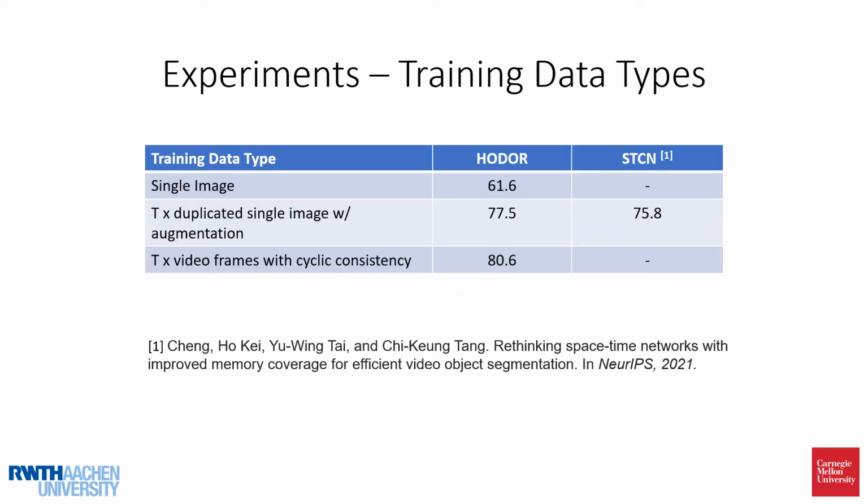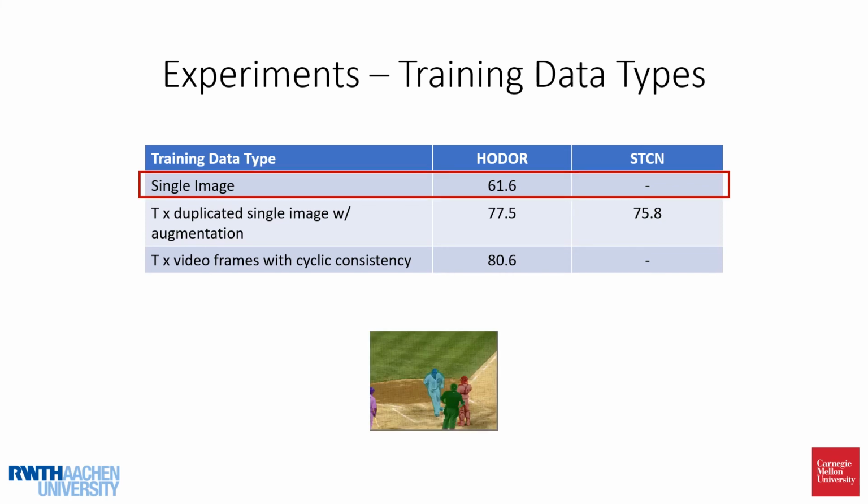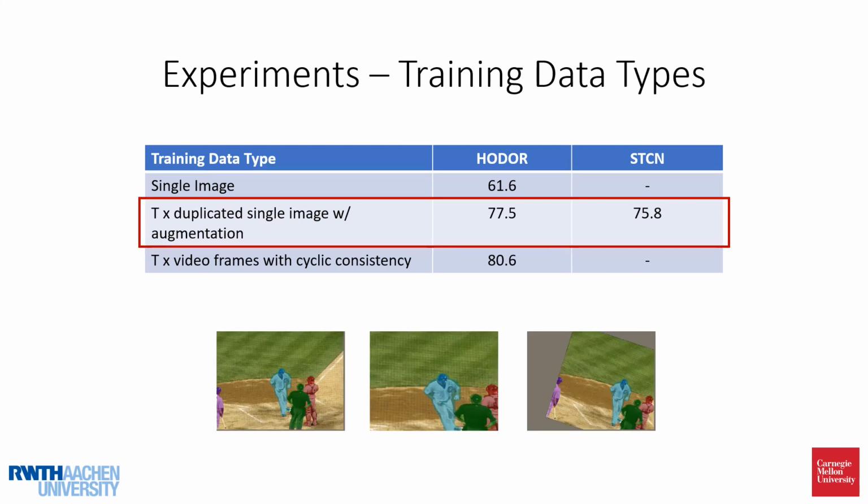Here we see experimental results for different types of training data. We evaluate on the Davis 2017 validation set and report the JNF metric in this table. We compare HODOR to STCN, which is a recent state-of-the-art video object segmentation method. When trained on single static images, we achieve 61.6 JNF, whereas current methods simply cannot be trained in this setting because they inherently need multi-frame video data for training. Then we train on static images by augmenting them into a fake video sequence by applying random cropping and affine transformations. This is a common training strategy for VOS methods, and with this setting we obtain 77.5 JNF, which is better than what STCN gets.